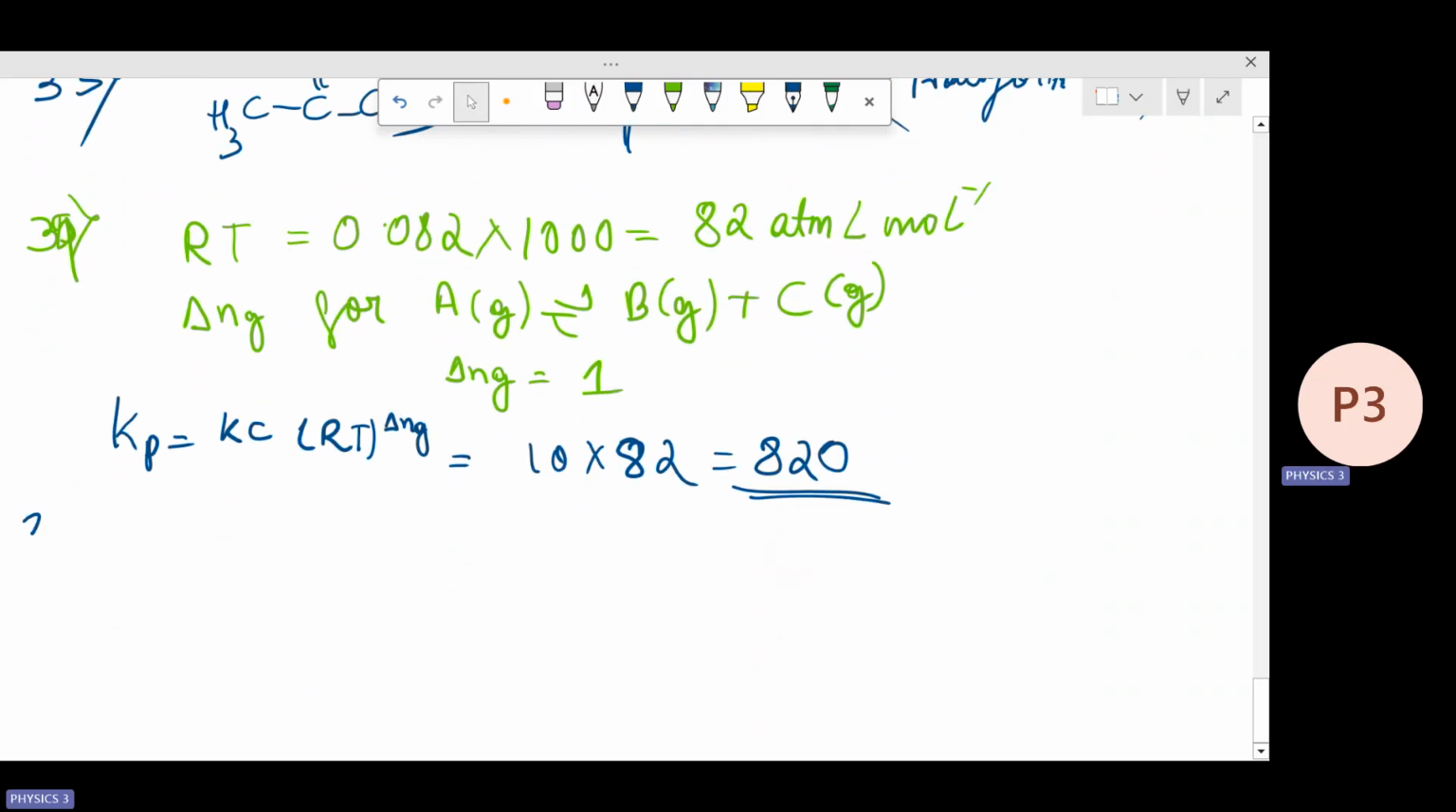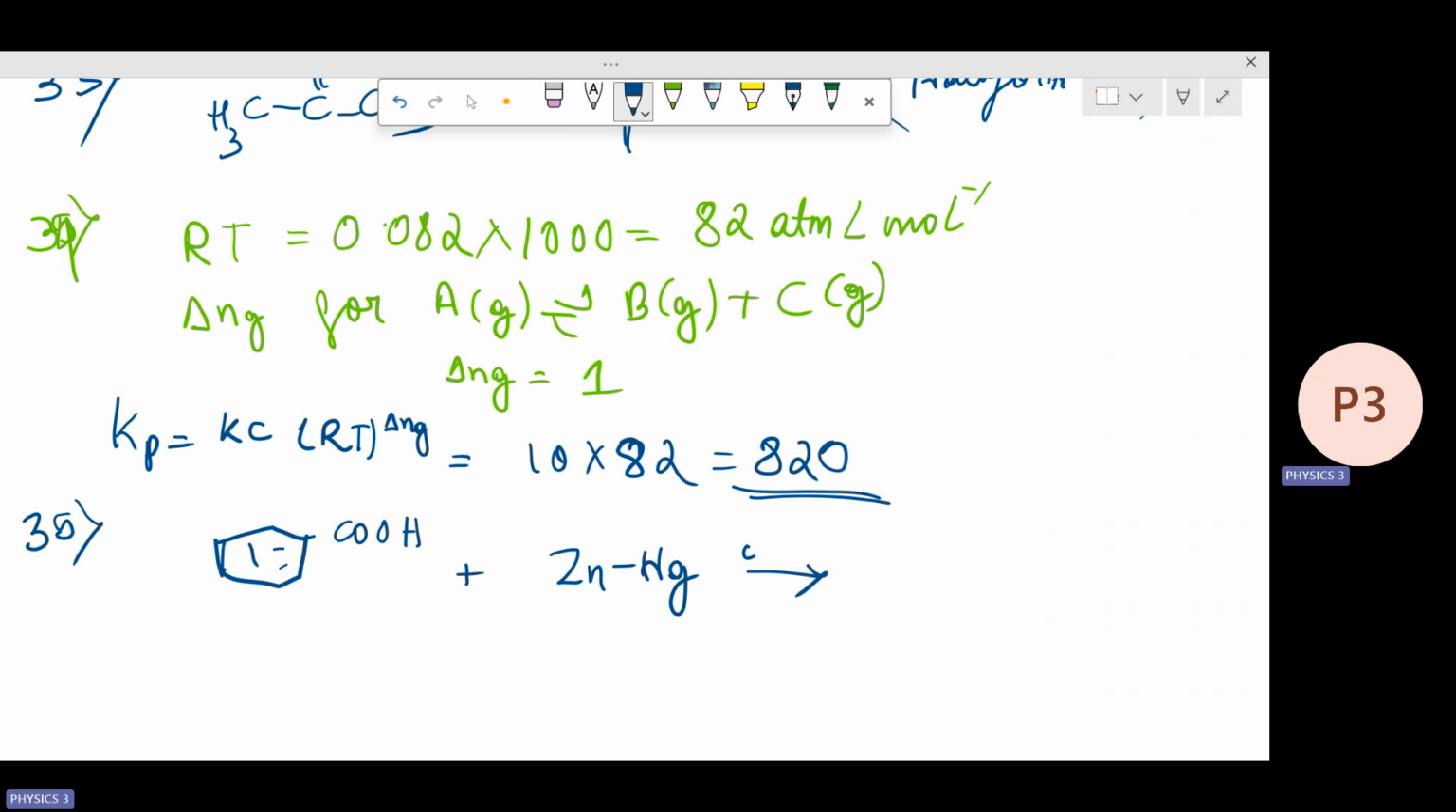Next, question number 35. Question number 35 says which can't give benzaldehyde. Definitely option number 3, because if you see, it is benzoic acid. And what reaction are they giving you? They are giving you a reduction reaction. Zn-Hg and concentrated HCl is a reduction reaction designed for aldehyde and ketone. Clemmensen reduction is designed for aldehyde and ketone, not for benzoic acid. So even if you give zinc and Hg in presence of concentrated HCl, it won't work. So it will be no reaction.